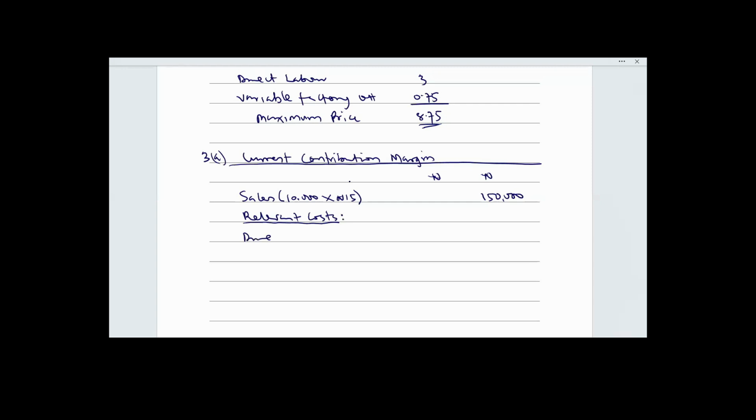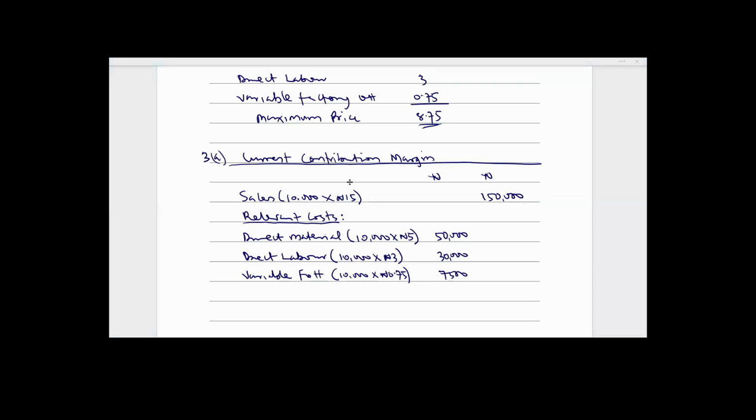So we have direct material, 10,000 units multiplied by 5 naira, which is 50,000. We have direct labor, 10,000 units multiplied by 3 naira, 30,000 naira. We have variable factory overhead, 10,000 units multiplied by 75 kobo, 7,500. Go back to the question.